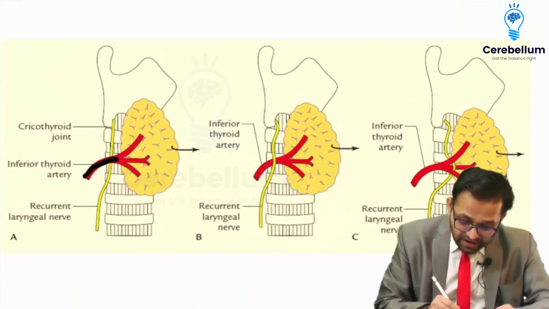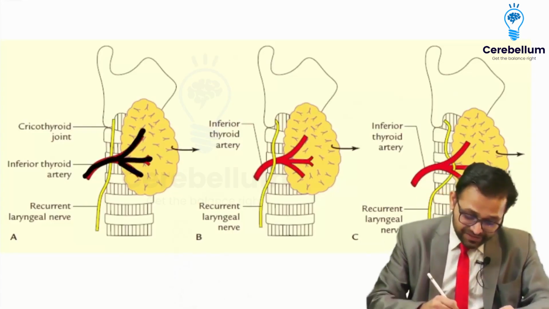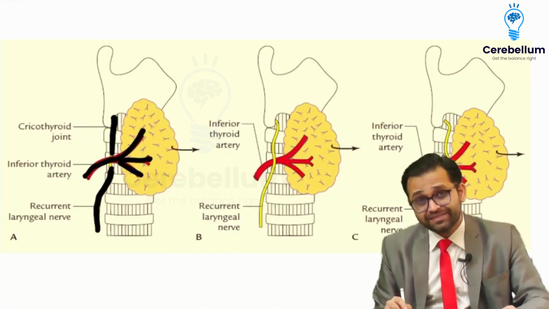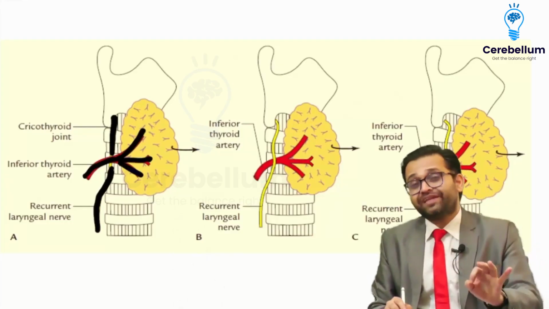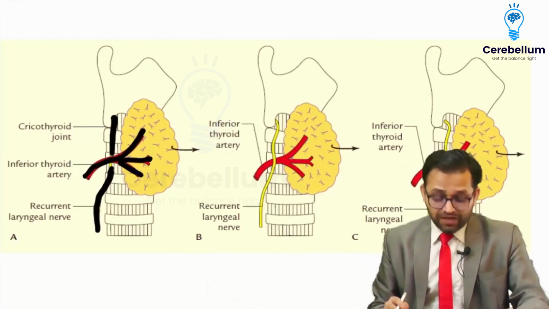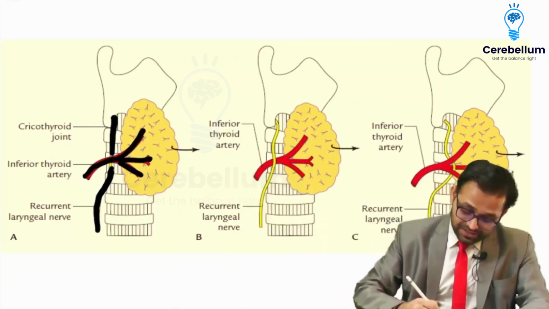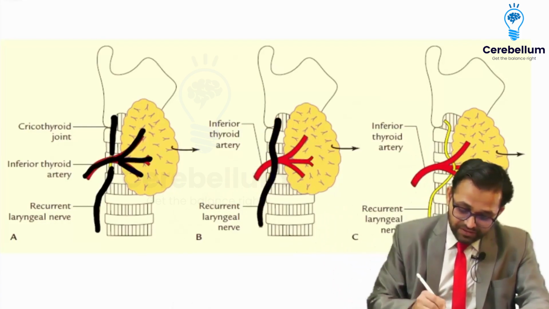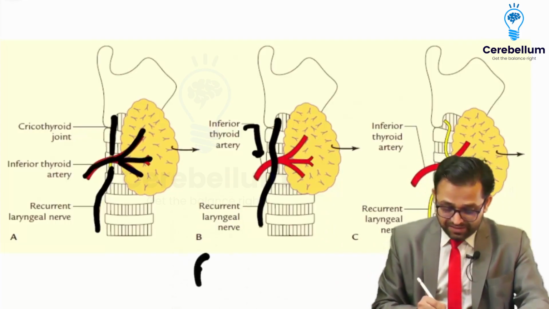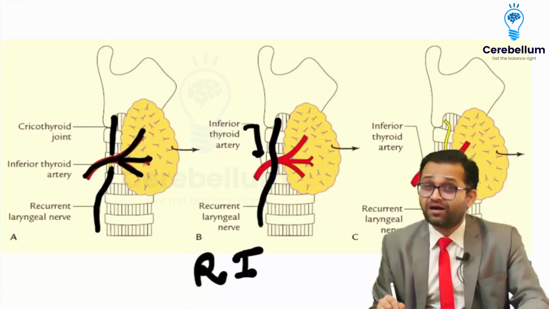The inferior thyroid artery is dividing into many branches, and it is closely related with the recurrent laryngeal nerve, which is supplying all the muscles of the larynx except cricothyroid, which is supplied by the external laryngeal nerve. We all know. Now look, sometimes this recurrent laryngeal nerve is deeper in aspect, sometimes it is running above the inferior thyroid artery. So this is a very important fact, that the recurrent laryngeal nerve is closely related with the inferior thyroid artery.